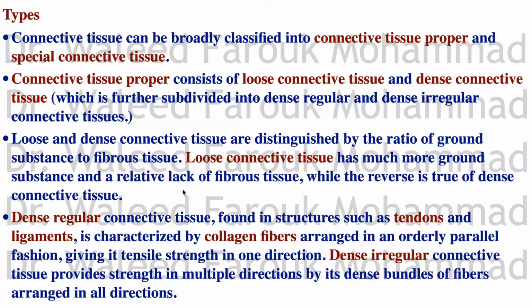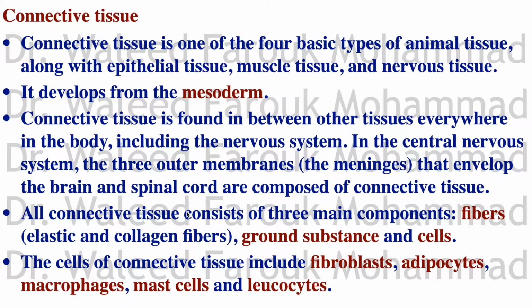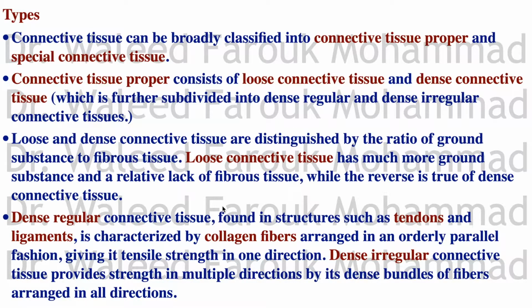Types of connective tissue. It's classified into connective tissue proper and special connective tissue. The connective tissue proper is subdivided into loose connective tissue and dense connective tissue, which is further divided into dense regular and dense irregular connective tissue. So loose and dense connective tissue, and the dense is subdivided into regular and irregular according to the arrangement of fibers it's composed of.